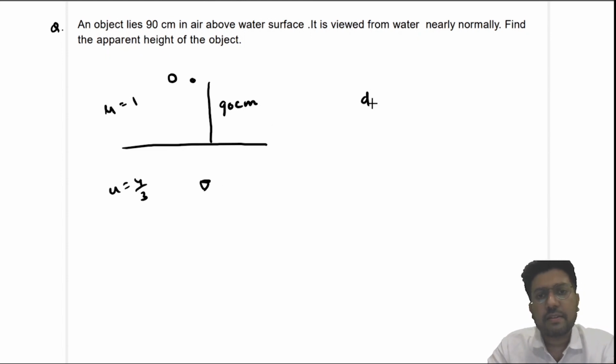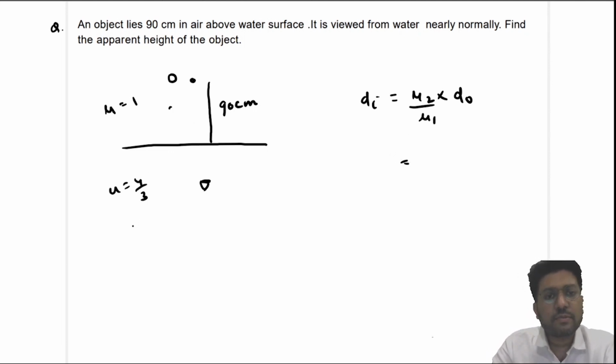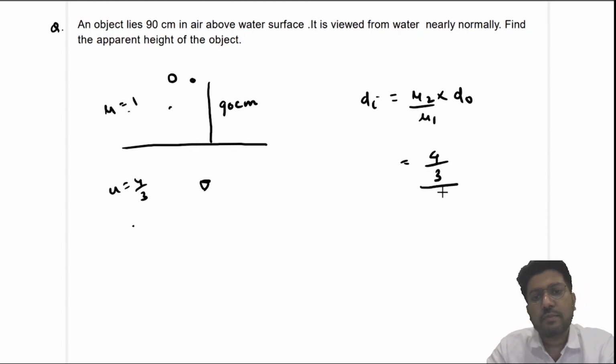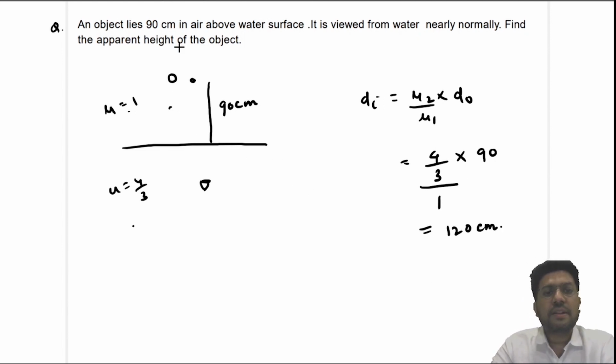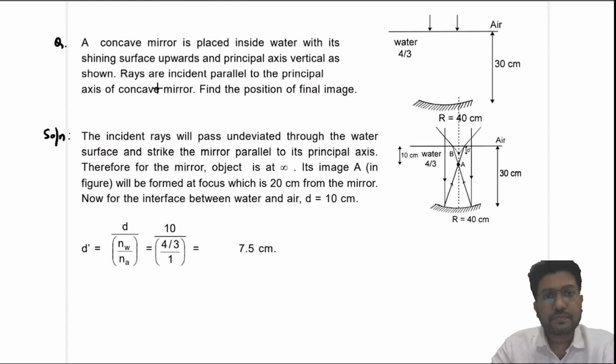So this time I will write again di is equal to mu2 by mu1 into do, but this time light is traveling from this medium to this medium. That means mu1 is 1, mu2 is 4 by 3. So mu2 is 4 by 3 and mu1 is 1 and do is 90. So from this you will get 120 centimeter. This is the apparent height of the object. Then let us look at this question.